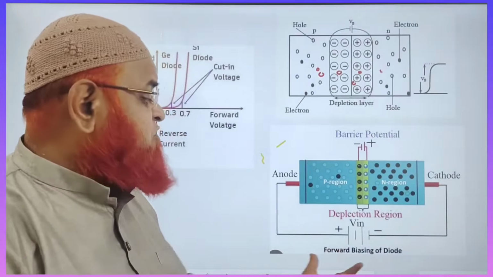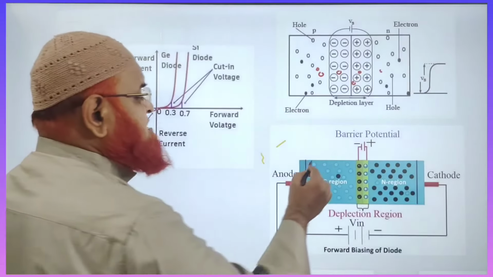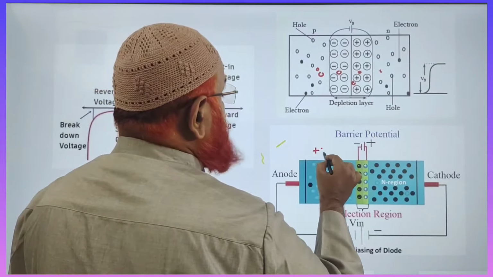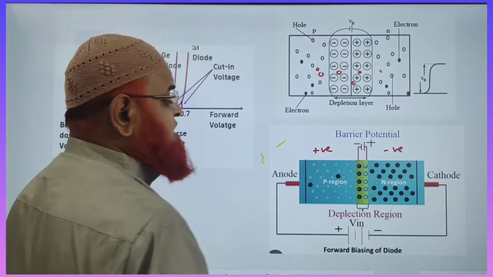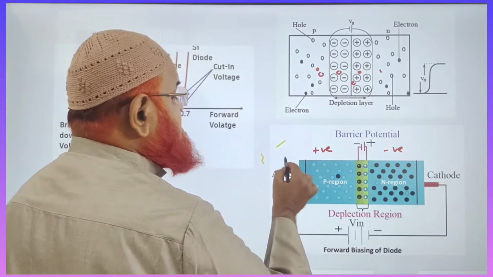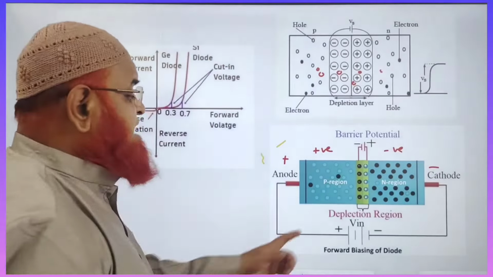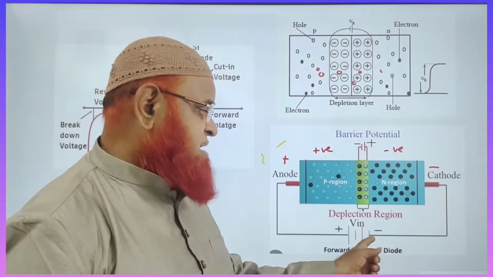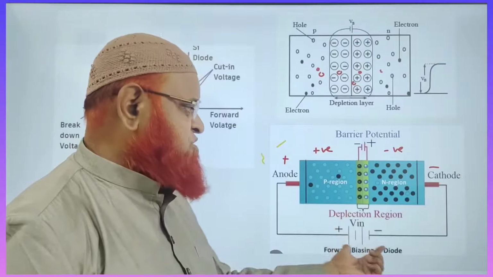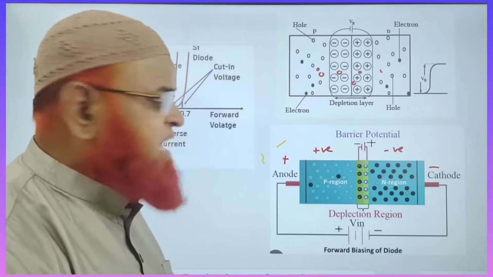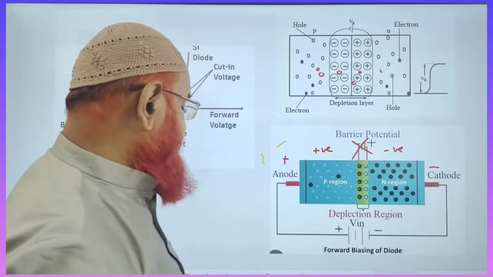You have to apply the forward biasing. Forward biasing means what? This is a P region. P region means positive region, and N region means negative region. So when positive is connected to positive and negative is connected to negative, when anode is connected to the positive and cathode is connected to the negative region, so P positive to positive, negative to negative connections are there. This positive and negative will cancel the potential barrier.